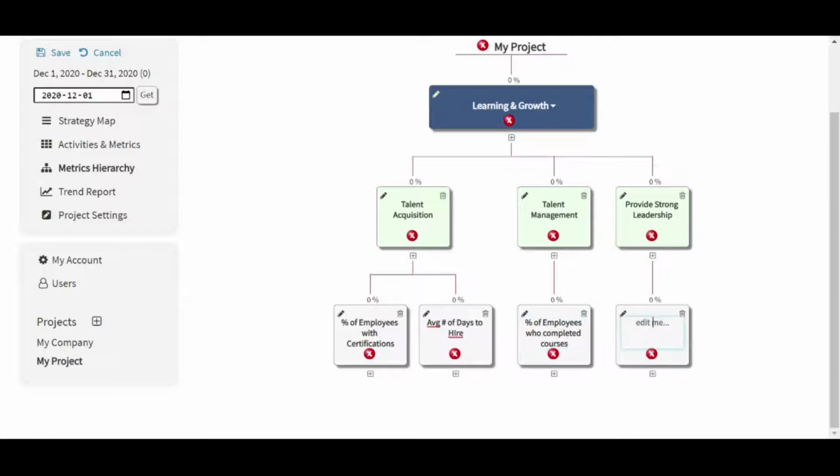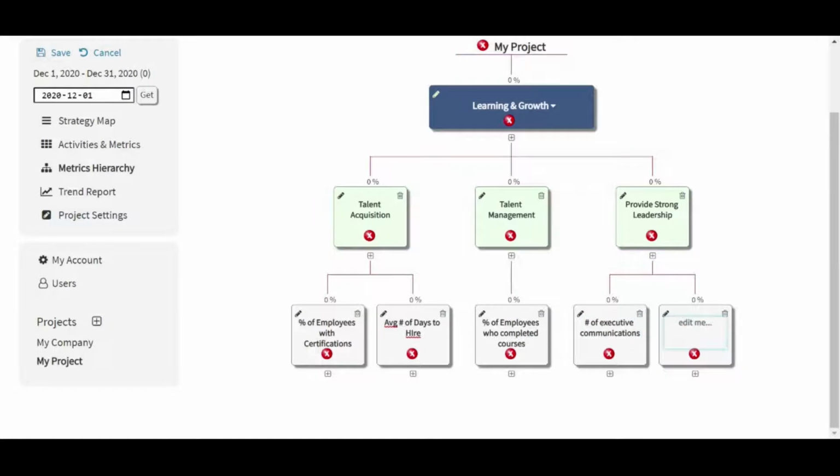In terms of providing leadership, we can set a metric such as the number of communications. So let's say the organization decides that it needs to issue a communication to its employees on a monthly basis. So over the course of a year, it needs to have 12 executive communications, in which executives explain the current situation and also where the company is going.